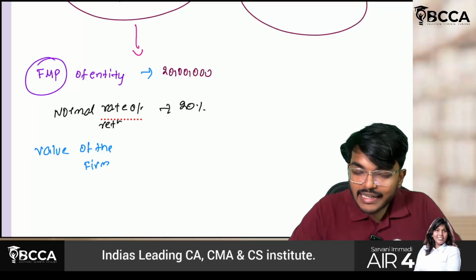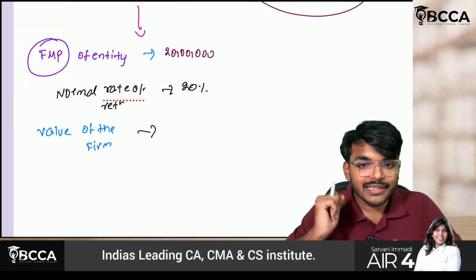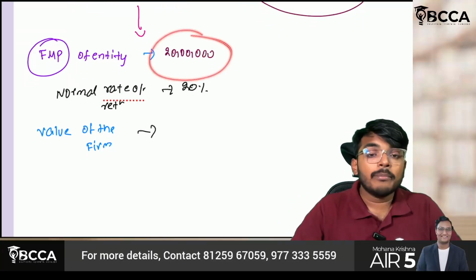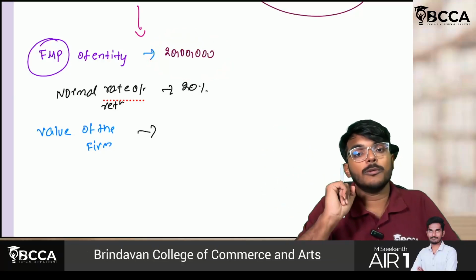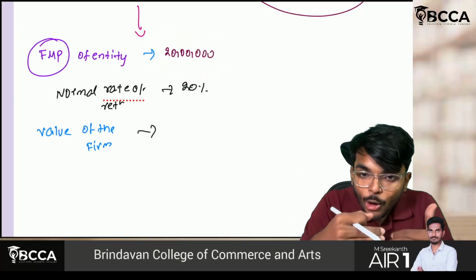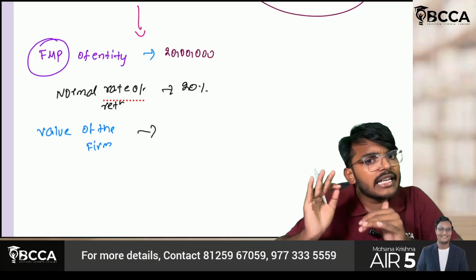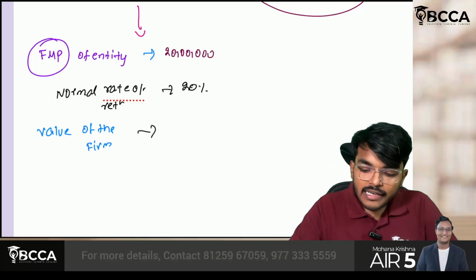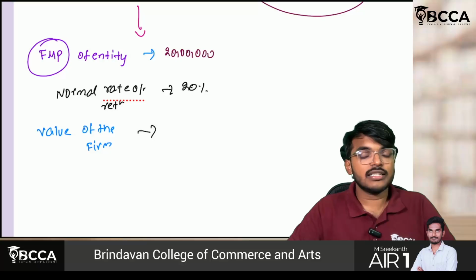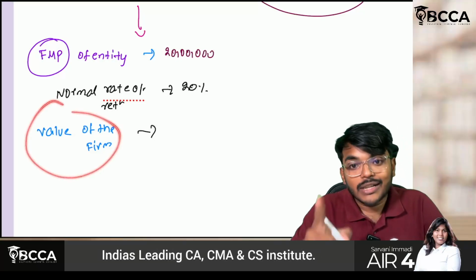Guys, don't take it as a separate formula. Think like this. Sir, I am getting 20 lakh rupees from your firm. You are getting 20 lakh rupees as a future maintainable profit. Sir, normal rate of return is 20%. Arey Baba, you have to calculate the value of the firm.